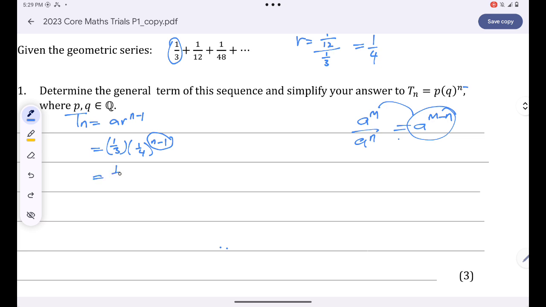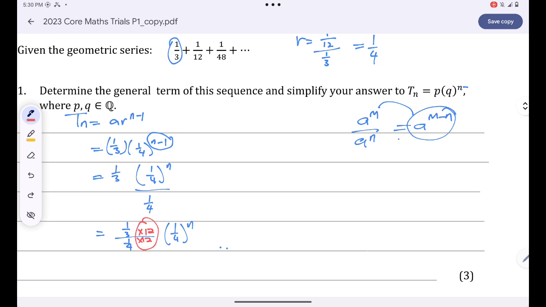So I'll simply have 1 over 3 multiplied by 1 over 4 to the power n divided by 1 over 4. Are we together? So this can be rewritten as 1 over 3 all over 1 over 4 multiplied by 1 over 4 to the power n. Remember that, guys, whenever I deal with fractions, I don't want to see fractions within a fraction. I want to see a whole number divided by a whole number. So how can I eliminate that? I can simply multiply the top and bottom by the LCD.